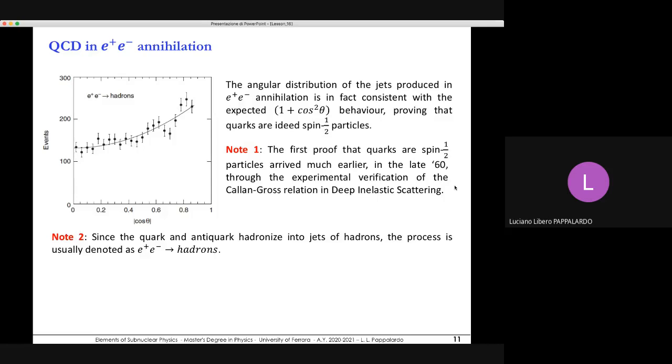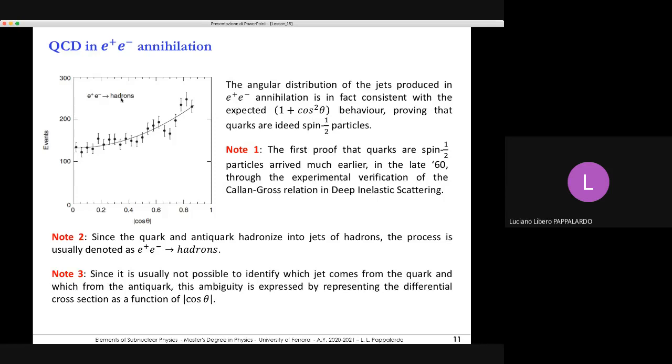Now, a few considerations about these results that you see here. First of all, since the original quark and anti-quark produced in the annihilation of electron-positron hadronize into jets of hadrons, the process is denoted as e+e- into hadrons. In the final state, we observe hadrons, we cannot observe quarks. The second comment is that since it is usually not possible to identify which jet came from the quark and which jet came from the anti-quark fragmentation, this ambiguity is expressed by representing the differential cross-section as a function of the absolute value of cosine theta.